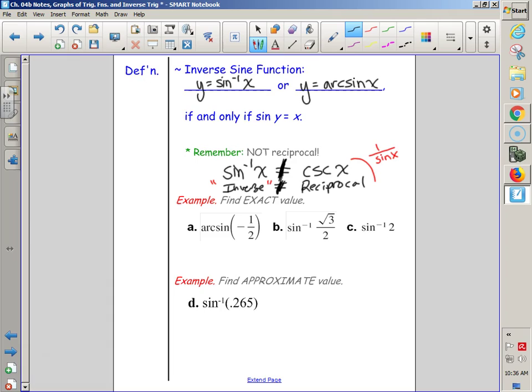Who got it to work? Joe, what did you put in? Sine of 1. What did you get? I get 90. Wait, pause, Joe. Hold on, let him think about it. Sine of 1 is 90? Sine of 90 is 1. Sine inverse of 1 is 90. Sine of 90 is 1.